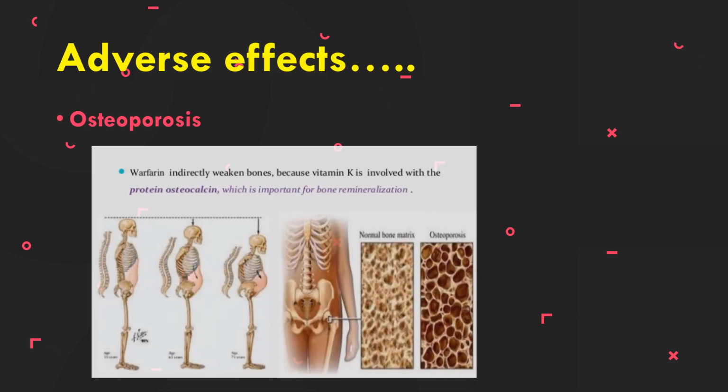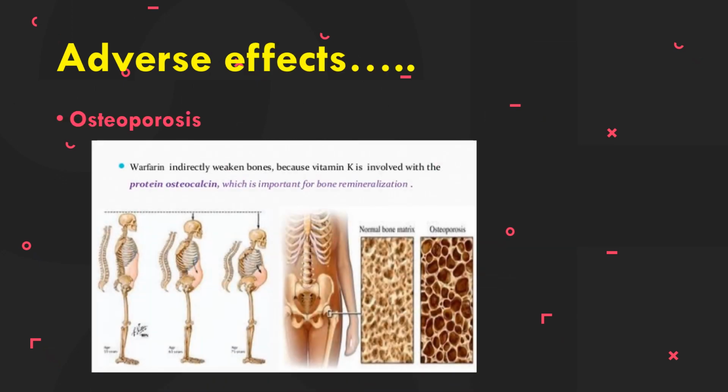Osteoporosis. Warfarin weakens the bones because vitamin K is involved with the protein osteocalcin, which is important for bone remineralization. So another adverse effect of warfarin is that it causes osteoporosis.